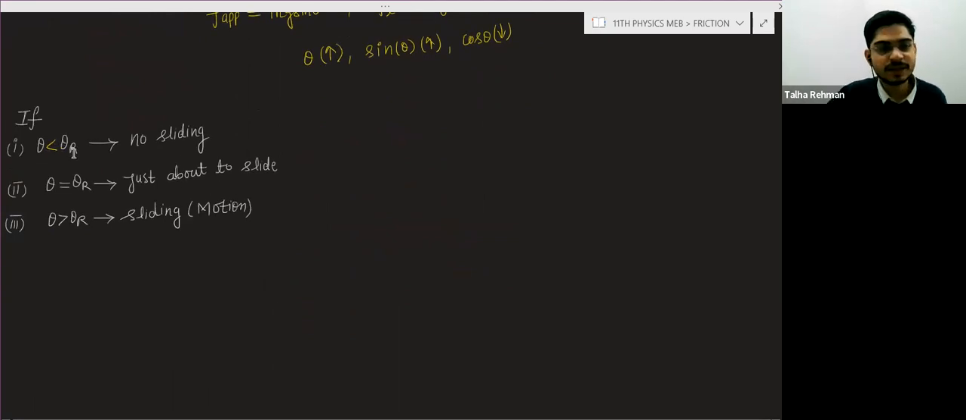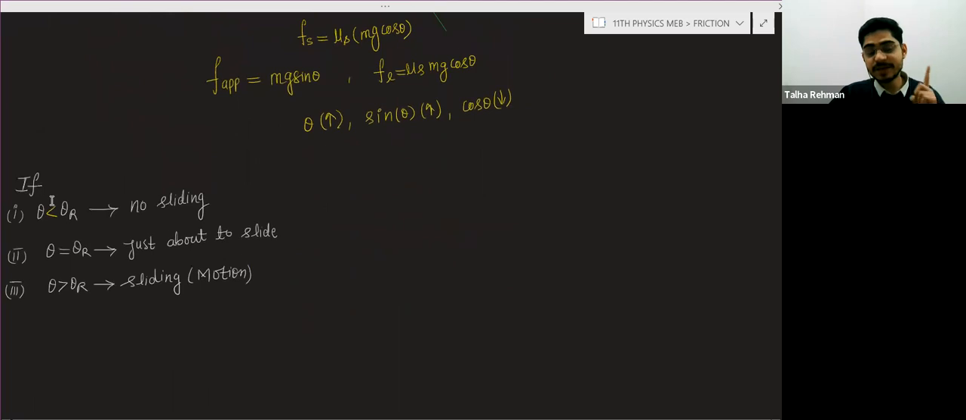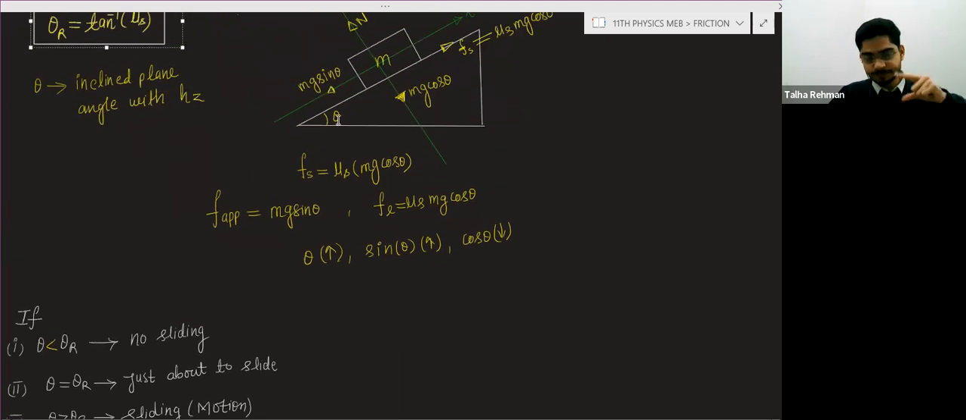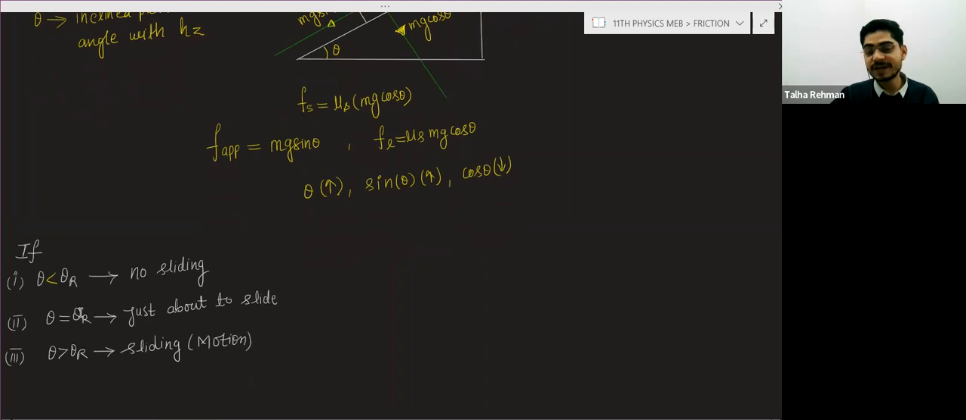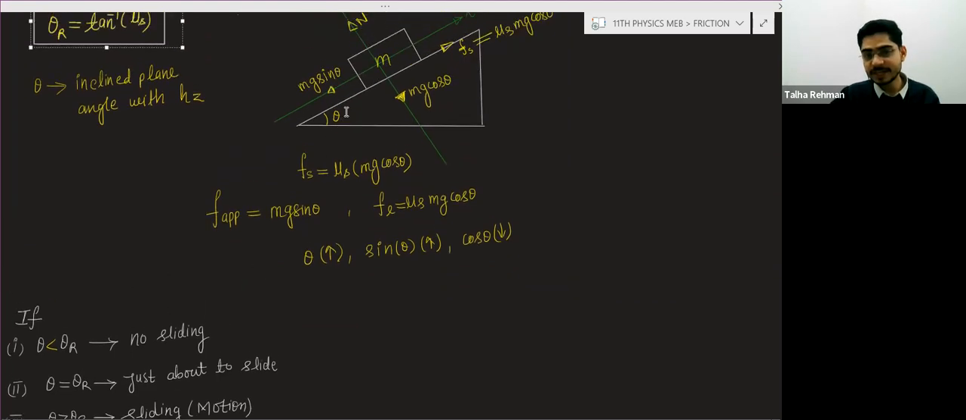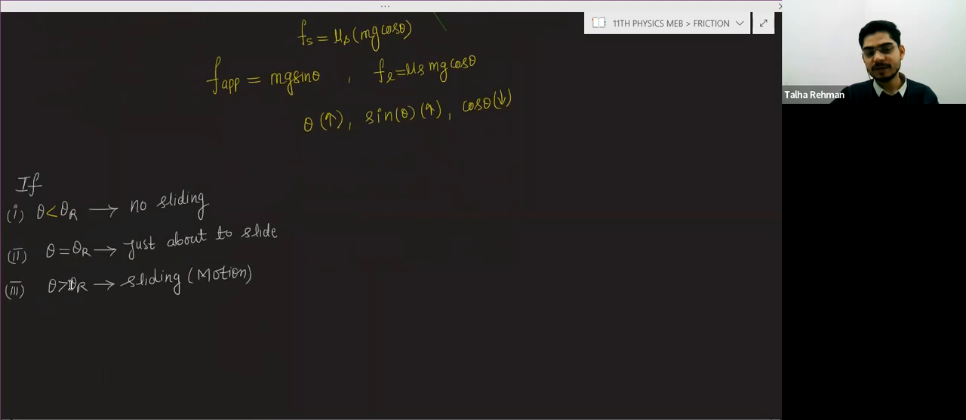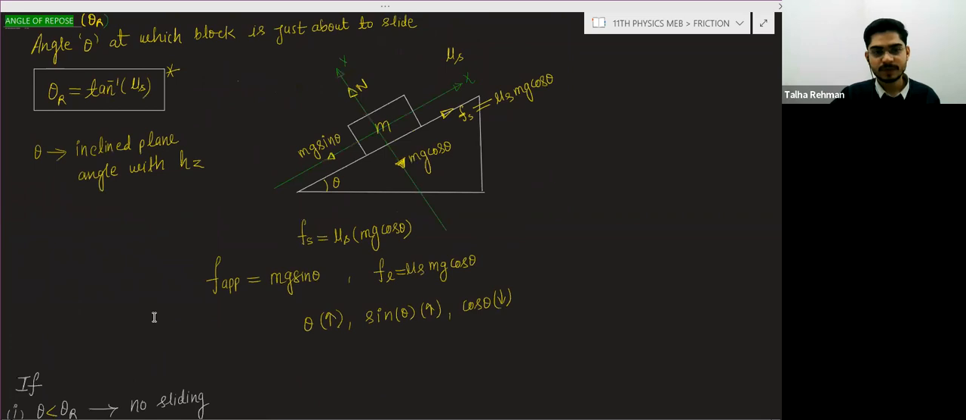This is the condition. When the wedge angle theta is less than the angle of repose, what happens? There will be no sliding. If theta is equal to theta r, where theta r is the angle of repose and theta is this wedge angle, the block is just about to slide. If theta is greater than theta r, sliding is there. So always try to imagine things in your mind also.